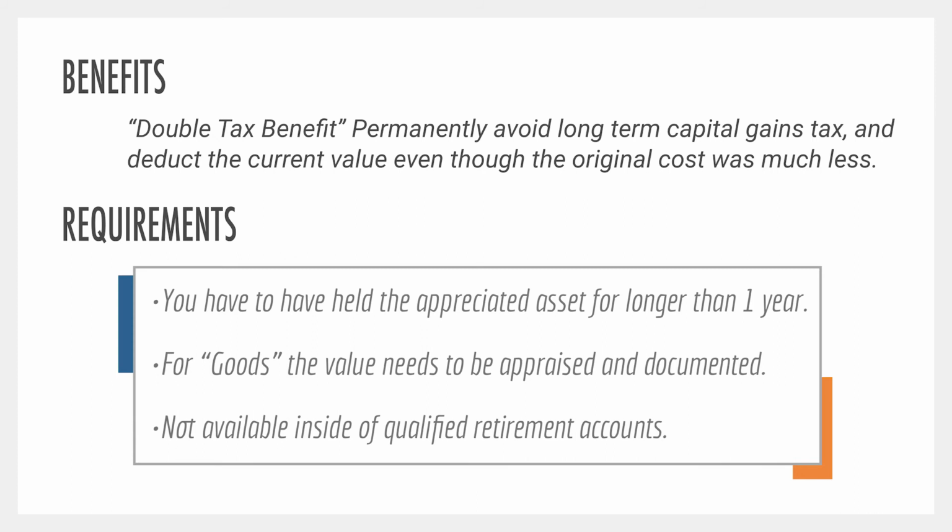Now, to qualify for that, there's a few requirements. The first thing is you have to have held those appreciated assets for longer than a year to qualify for that long-term capital gains benefit, and the actual goods must be able to be appraised and documented. Last but not least, this is not available inside a qualified retirement account like an IRA or a 401k. These funds need to be after-tax funds, like in a brokerage account.